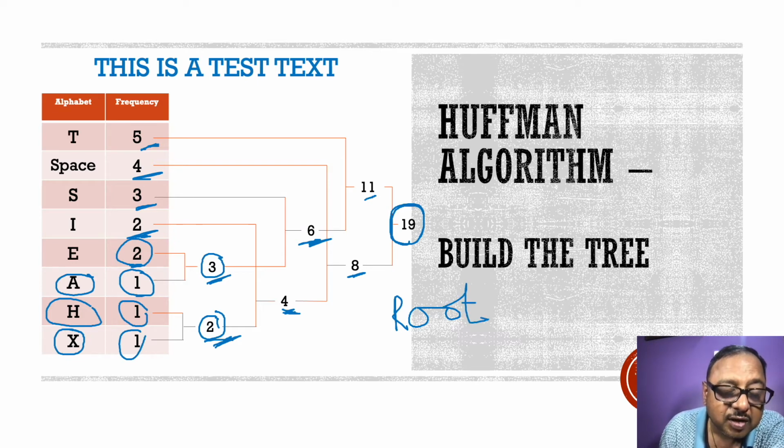The frequency of the root node will be the sum of all the frequencies of all the different symbols. If you add up all the frequencies, you'll notice that it will come out to be 19. Actually, there are 19 characters in this text, so the frequency has to be 19. So now we have built the tree. Next, we will see what to do with this tree.